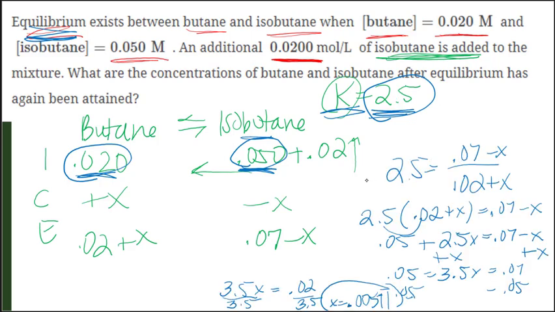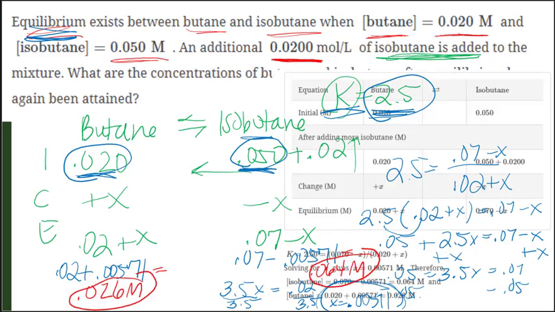I plugged everything in. If you want to look at my process, I distributed, then added x to both sides, then subtracted the 0.05 from both sides, and then divided both sides by 3.5. I got x equal to 0.00571. Now I need to plug that into these equilibrium spots. So 0.02 plus 0.00571, and then 0.07 minus 0.00571. That gives me equilibrium values of 0.026 molar for the butane and 0.064 molar for the isobutane.